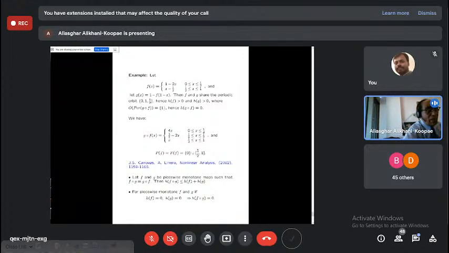For piecewise monotone f and g, Cánovas and Linero showed that if f and g are piecewise monotone maps that commute, h(f∘g) is less than or equal to h(f) plus h(g). It means that if f and g have 0 topological entropy, therefore h(f∘g) is also 0. So it would lead to the same thing.